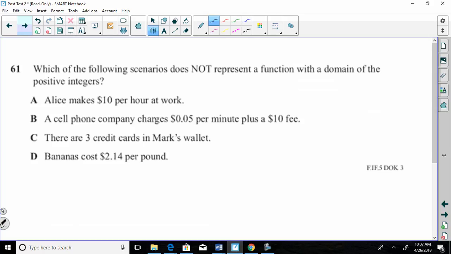Which does not represent, what does domain mean? X values. And so usually, remember when I see per, each, every, that indicates it's my slope. So that's your n. So like, if I get $10 per hour, hour is your domain. So they're saying which one would not really be a domain here? It's C. If there are 3 credit cards in Mark's wallet, that's not really a domain.